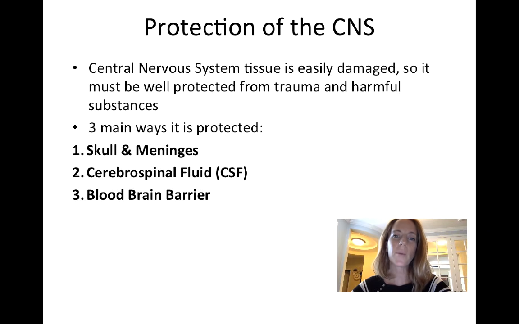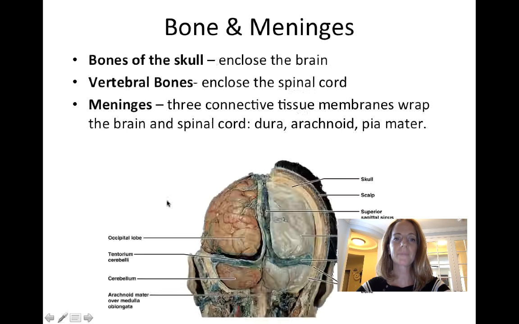So the central nervous system tissue is very easily damaged. It has to be well protected from trauma and from harmful substances. So there are three ways to protect the brain and the spinal cord. First are the skull and the meninges. Second is the cerebrospinal fluid. And third, special to the brain, is the blood-brain barrier.